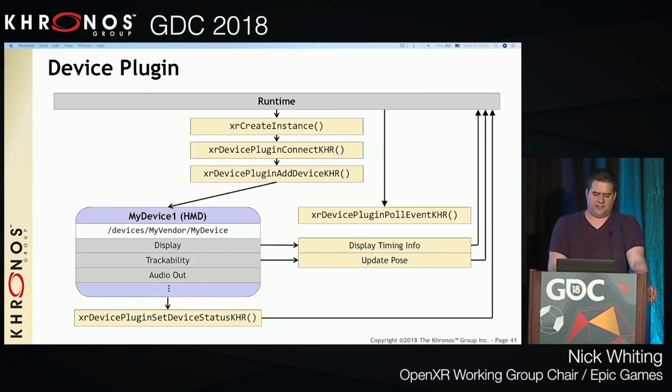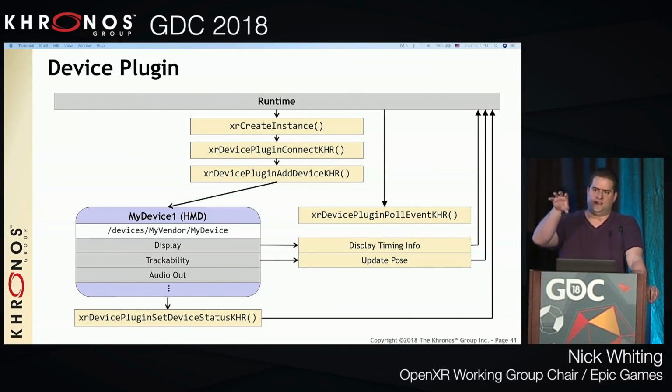Last up in the core specification is how the device plugin itself works. It shares a lot of function calls with the normal OpenXR application side API. You create an instance in order to get a hook to a runtime. But then after that, instead of actually creating a system, you start defining systems. So the XR device plugin connect KHR lets you start registering things with add device KHR. And devices are basically defining a new system. You use a relative path, usually with my vendor and my device name, and then you specify what kind of functionality that you support. And functionality can be display, trackability, input, haptics, audio in, audio out, wirelessness. That's one of those things that we just leave open-ended.